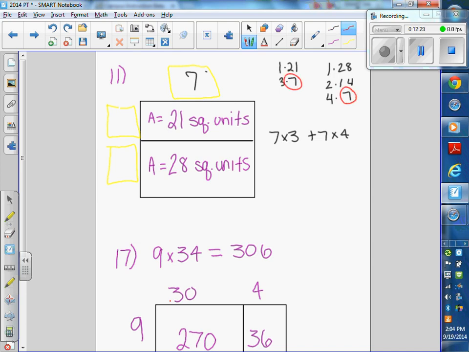This factor is common to both, right? Yep. We were looking for one number that we would put here that could help me get area for both of these numbers. So 7 times 3 gives me the 21, like Nathan said, and 7 times 4 gives me the 28.